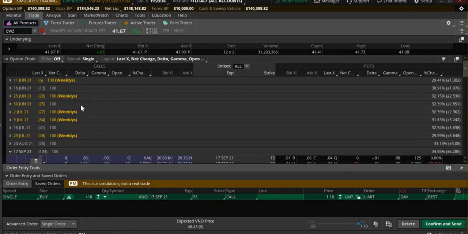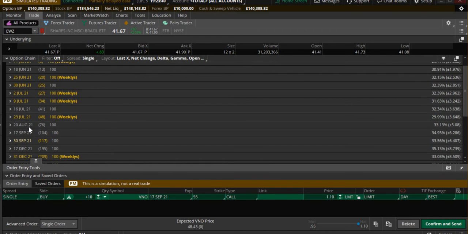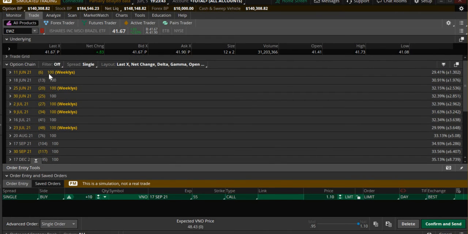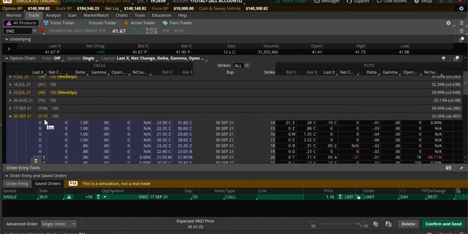I click under trade and it gives me all the different opportunities that I have in my options chain. It's got your expiration date. It's also got the days until expiration. So what I look for is somewhere between 3 and 6 months. Typically I'm looking for about 4 months, so that's about 120 days. So I'm going to scroll down, and this is the closest one I get, a September 30th expiration.